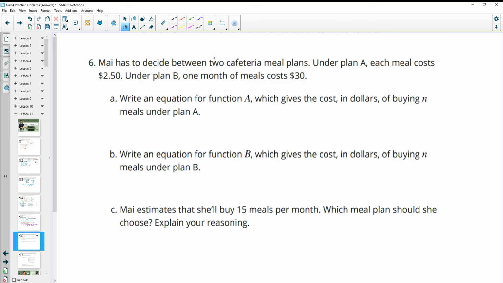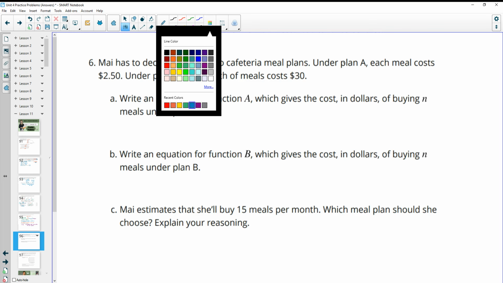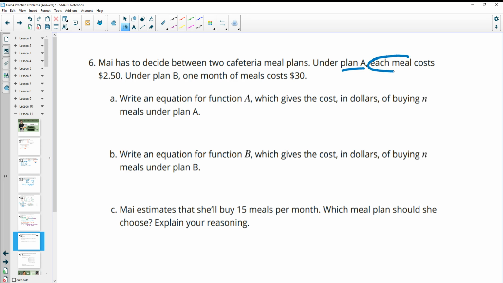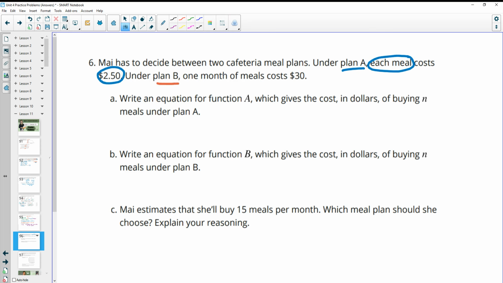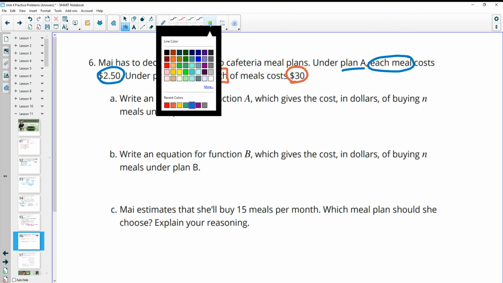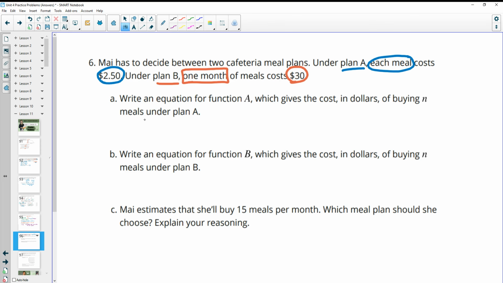Number 6, Mai has to decide between 2 cafeteria meal plans. Under Plan A, each meal costs $2.50. Under Plan B, 1 month of meals costs $30. Write an equation for function A that gives the cost in dollars of buying N meals under Plan A.